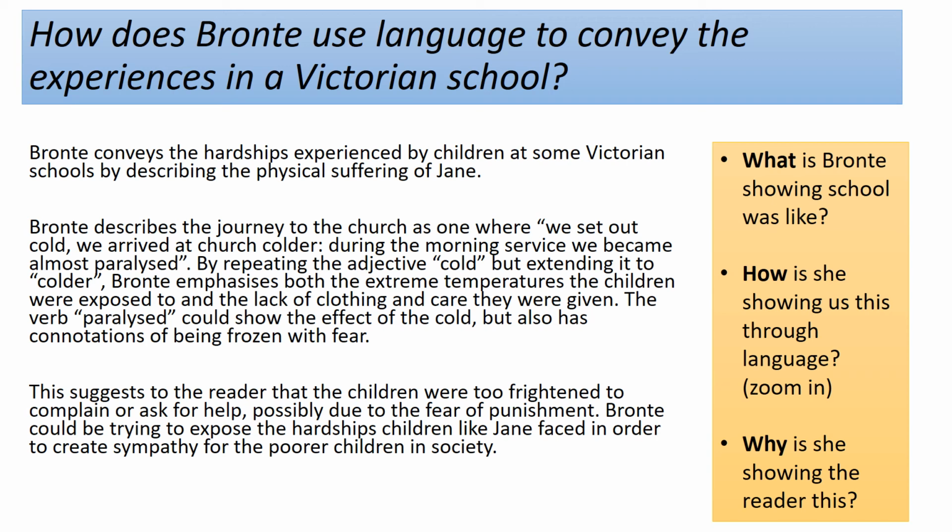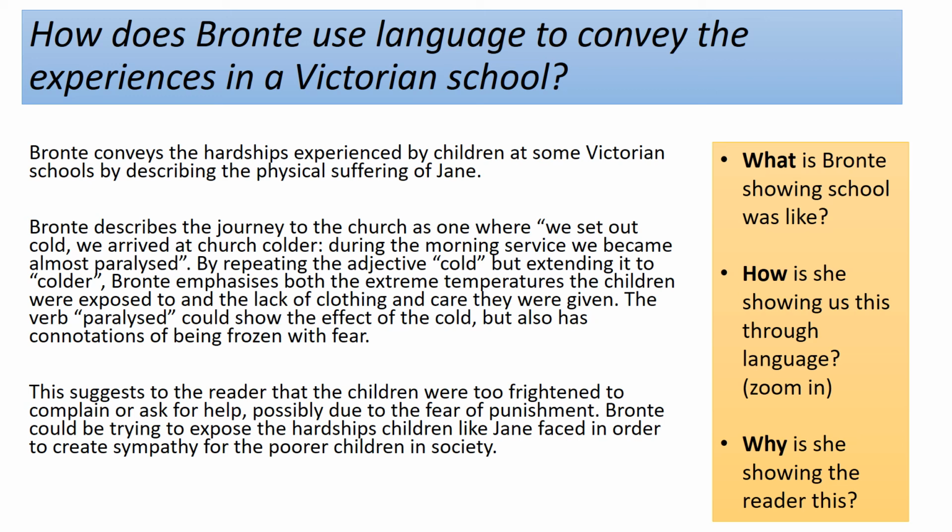So let's look at the first line first of all, the what. Bronte conveys the hardships experienced by children at some Victorian schools by describing the physical suffering of Jane. Now you'll see in there some of the words from the question have been used. So the word conveys, you've also got experienced, you've got the words Victorian schools. But it's gone a little bit further than just repeating the question. It's then said something about those experiences. So here we're focusing on the physical experiences of suffering that Jane went through. You can change that to any of the experiences that she went through, the lack of food or her fear of being punished. You can change that to whatever your quotation focuses on.